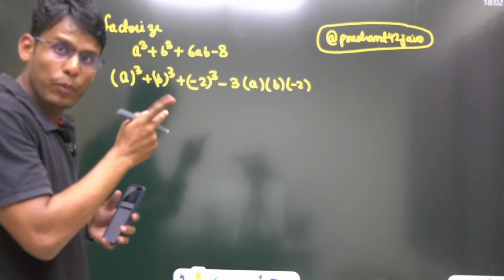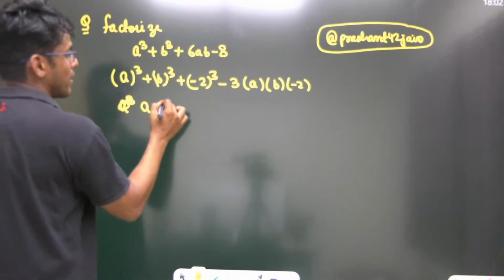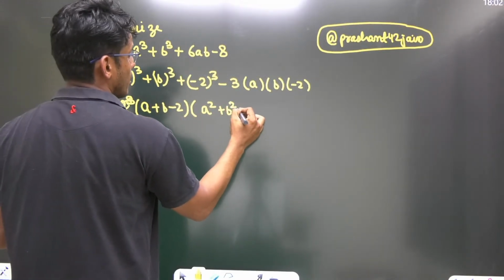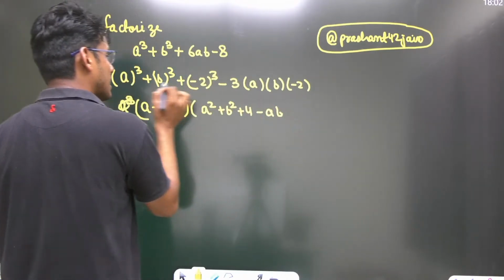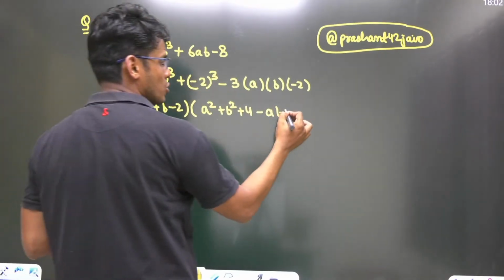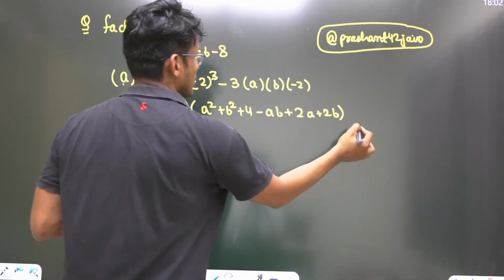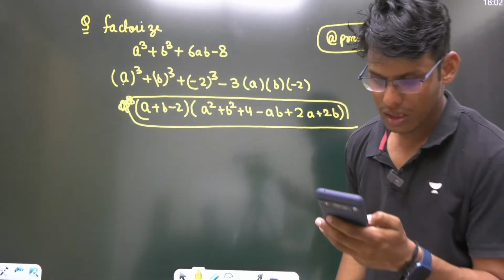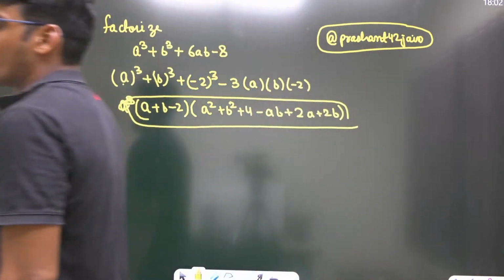So there will be a problem of plus minus here, believe me. So this becomes A plus B minus 2 times A square plus B square plus 4 minus AB, and then A multiplied by minus 2 is minus 2A, plus 2A plus 2B. So this is the factorization. Okay, guys.